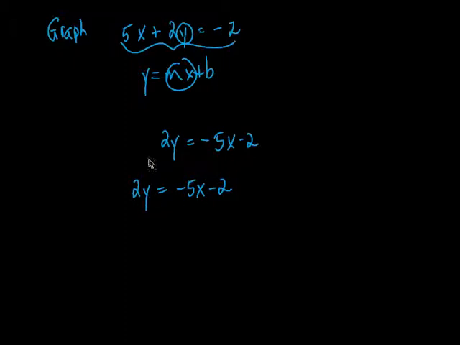All right, now we're not done yet. We want to get y by itself. So what do we do? Divide by 2, divide by 2, divide by 2. Divide everything by 2, not just the slope. Right? Not just the thing with the x, not just the number. Divide everything by 2. So let's see what we get. We get y equals -5 halves x minus what?